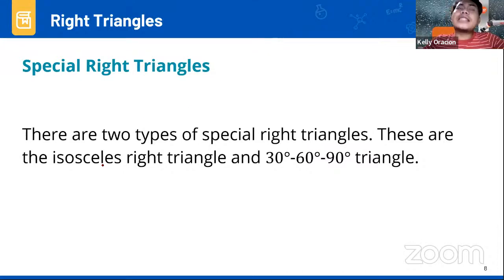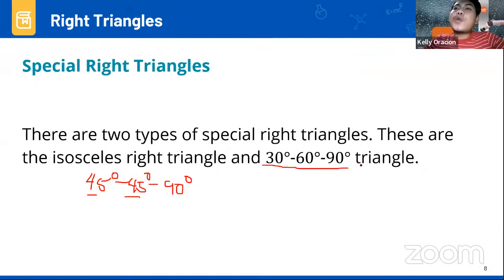Class, when we say isosceles right triangle, this is the 45-45-90 degree triangle. Isosceles means 2 sides are equal. So with 45 degrees, the 2 sides of the triangle are equal. Also, we have the 30-60-90 triangle. Please watch my previous video on the exact values. The discussion is there.